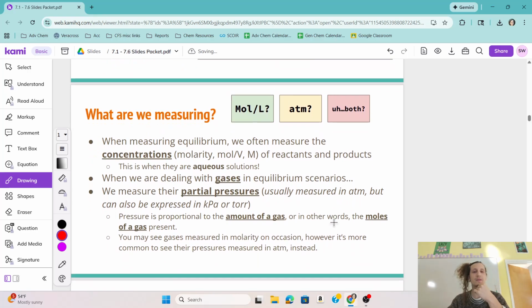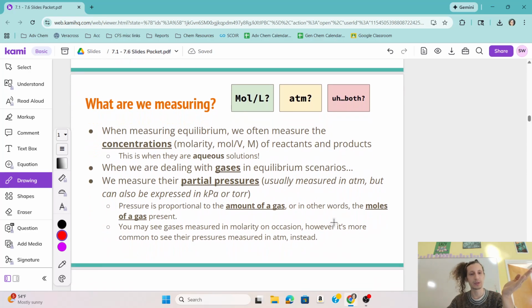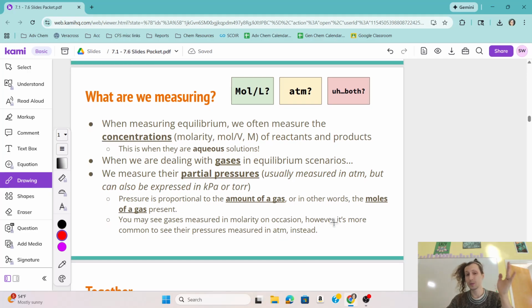Okay, so the previous graphs talked about molarity, moles per liter. When we're talking about equilibrium, that's primarily what we're going to do, because we're going to be dealing with a lot of aqueous solutions, meaning dissolved in water, but we also are going to be dealing with gases a lot. So we talk about partial pressures when we're indicating the amount of a gas. Remember that pressure just tells us how many collisions with the container you have. So more particles, more concentration, you're going to have more collisions. So pressure and concentration are directly proportional for a gas.